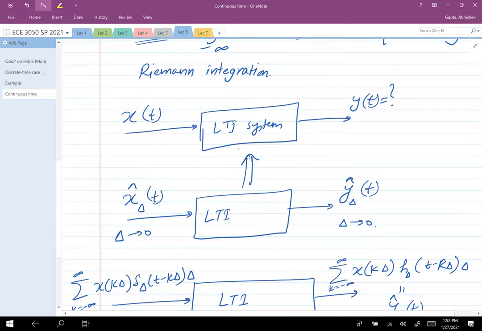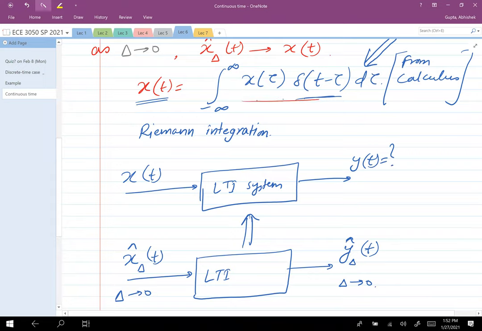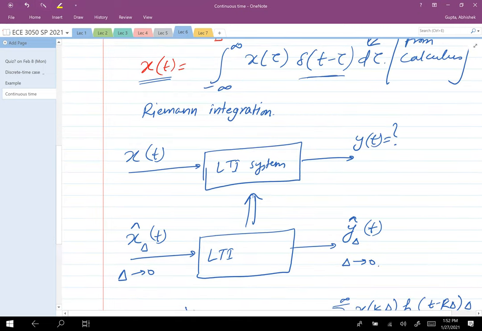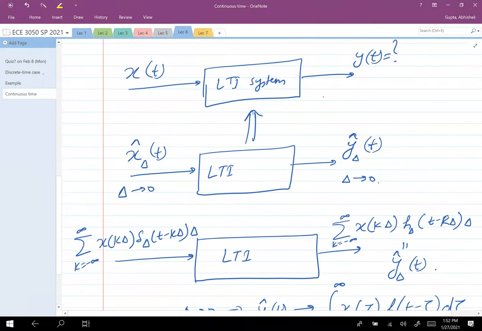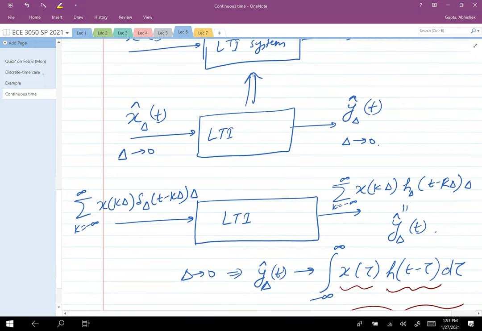Now the question is, when you give x(t) as input to an LTI system, given that x(t) can be written as a limit of this x hat delta t, what would the output look like? In order to compute that, we inputted x hat delta t, which is an approximation of x(t), into the system, and we let delta go to 0. With input x hat delta t, our output is going to be y hat delta t. As I let delta go to 0, the output y hat delta t would converge to y(t).